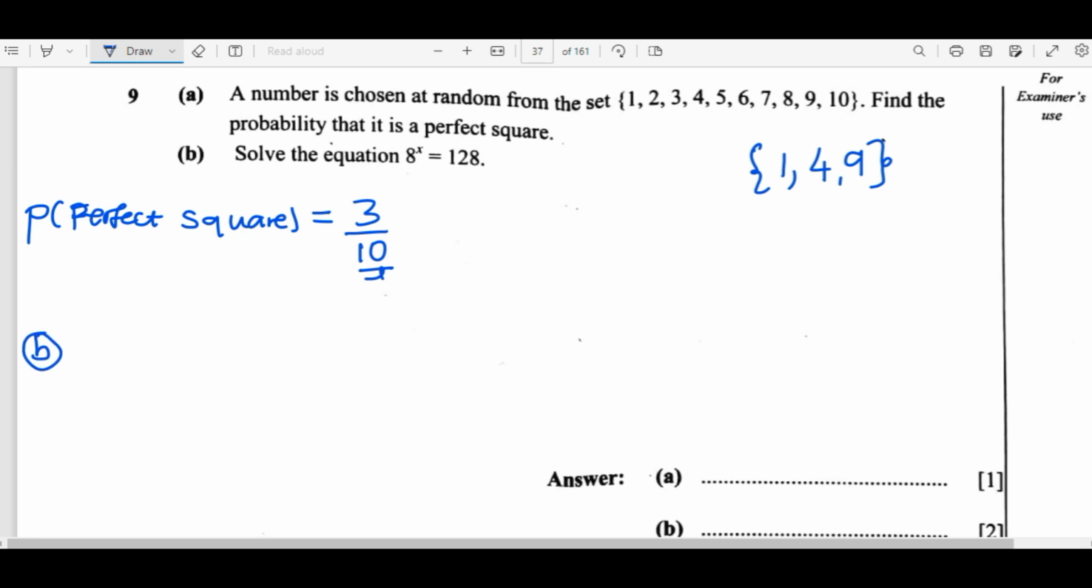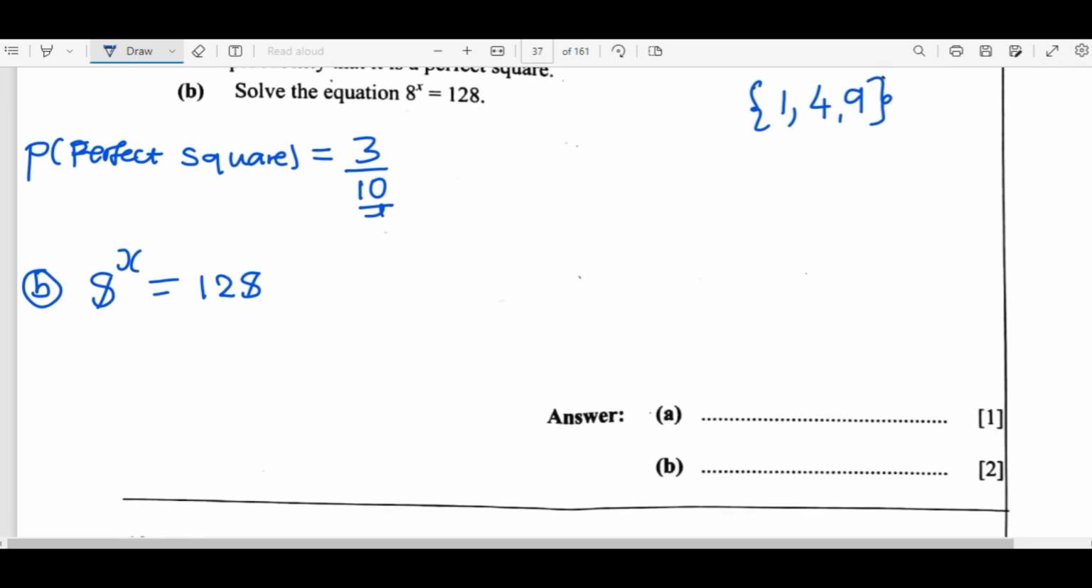Under question B, we are solving where the index is unknown. So 8 raised to the power x is equal to 128. So x represents a number that we can raise 8 to, so that we equate to 128. So what is our first step? Our first step is we need to make sure these two bases must be the same. Now for us to come up with a base that we can have equal on each side, we see that 8 will not work. So what we are going to do is we can break 8.